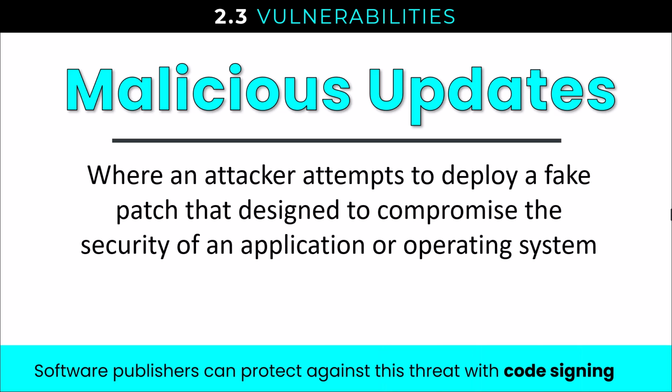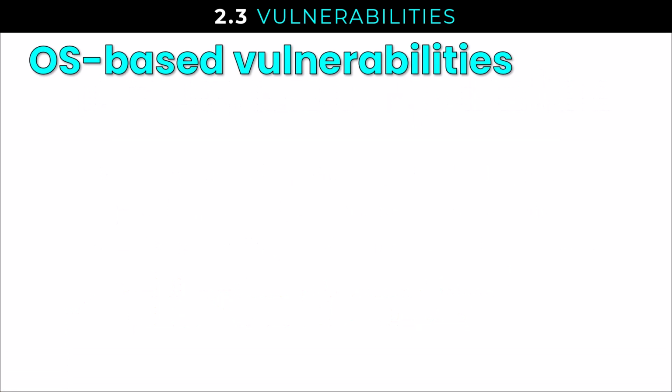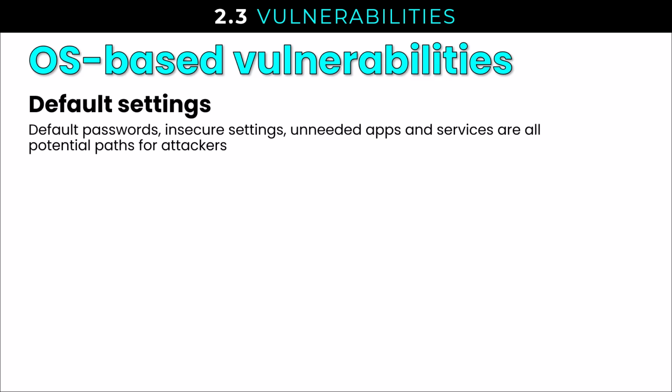Software publishers can protect against this threat with code signing, and if systems only accept signed updates, the threat is effectively mitigated. When it comes to operating systems, we have several potential OS-based vulnerabilities. Default settings, like default passwords or settings that are insecure out of the box, or even unneeded apps or services, all of which become potential paths for attackers.